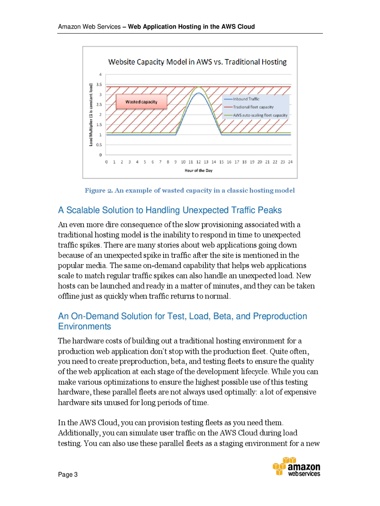Quite often, you need to create pre-production, beta, and testing fleets to ensure the quality of the web application at each stage of the development lifecycle. While you can make various optimizations to ensure the highest possible use of this testing hardware, these parallel fleets are not always used optimally. A lot of expensive hardware sits unused for long periods of time.